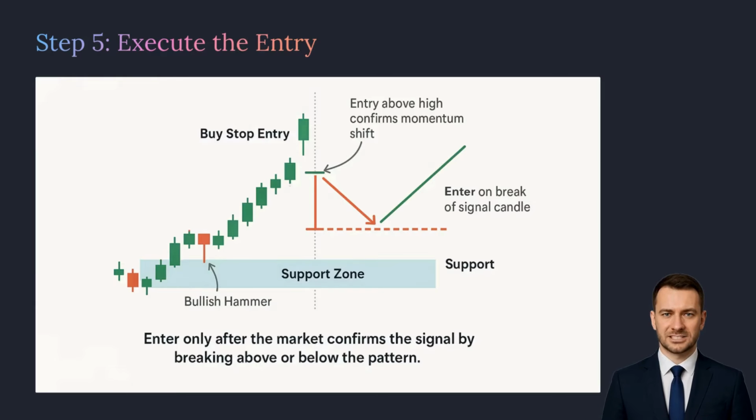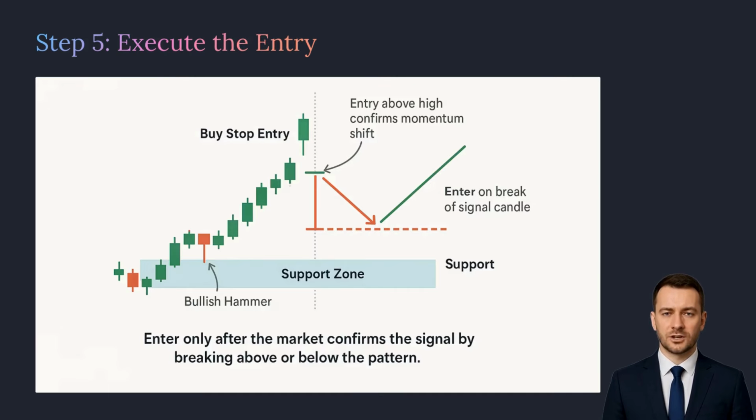5. Execute the entry. When your conditions are met, trend identified, pullback to support or resistance, confirmed by a bullish or bearish price action signal, it's time to enter the trade. The usual technique is to place a buy order just above the high of the signal candle for a long trade to ensure the momentum has actually flipped up, or place a sell order just below the low of the signal candle for a short trade.